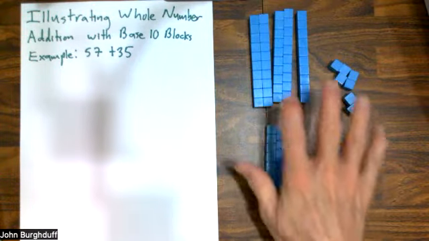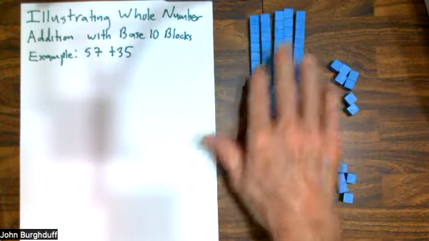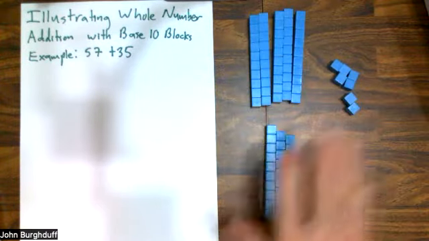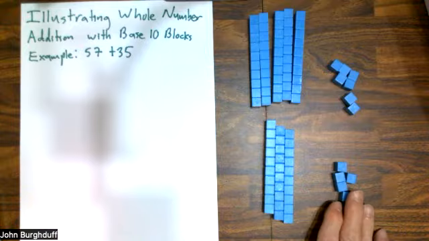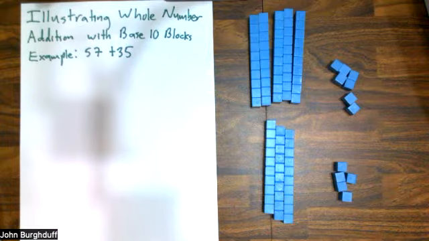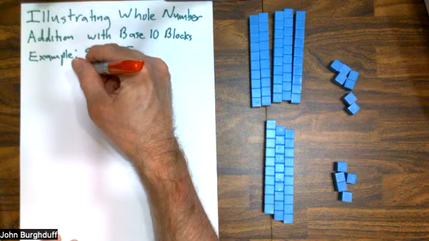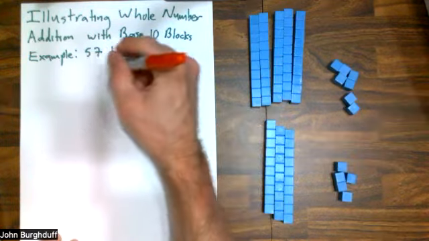What I have illustrated over here on the right is exactly the number 57, which is 5 longs and 7 units, and 35, which is 3 longs and 5 units. I'm going to illustrate how to add them by simply putting all the blocks together. While I'm doing that, I'm going to make myself a little chart to keep track of how many of each I have.